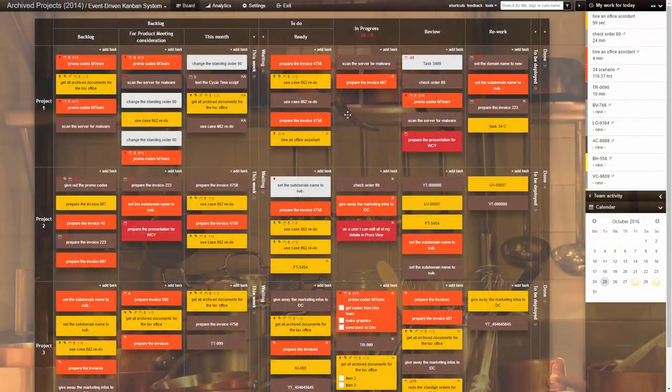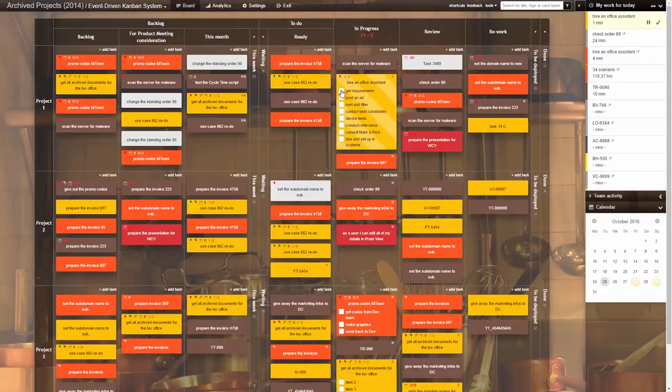Make the job of controlling your business that little bit easier with Kanban Tool.